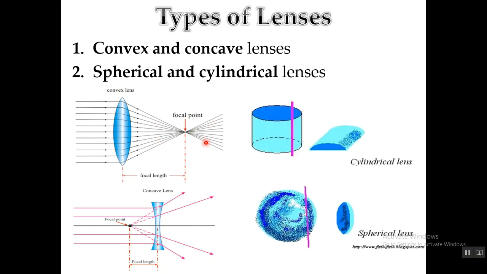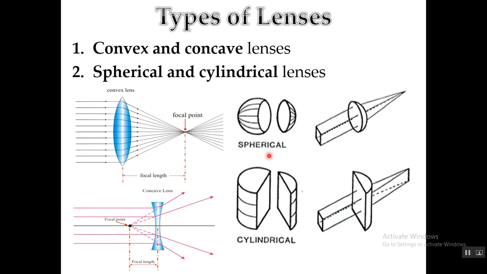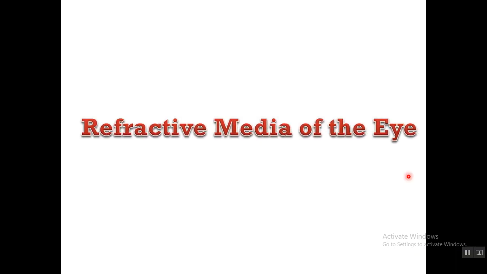What about spherical or cylindrical? A cylindrical lens is a part of a cylinder, but a spherical lens is a part of a sphere. What's the difference between them? The spherical lens will converge the light into a point, but the cylindrical lens converges the light into a line, not a point. So back to our main topic.